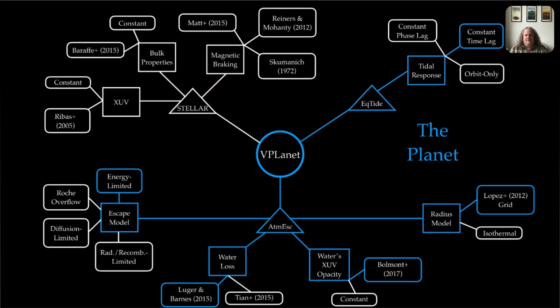The planet, of course, uses a different set of modules. The ektide module requires the same model to be applied to all bodies, so we have to continue to use the constant time lag model. For the radius, we can use the envelope model grids from Eric Lopez and collaborators. Water's XUV opacity can be dependent on the XUV flux as described in Bolmont et al. We'll use the Luger and Barnes 2015 water loss scheme, and the escape will be energy limited. These choices are just examples, and you can and probably should try other possibilities.